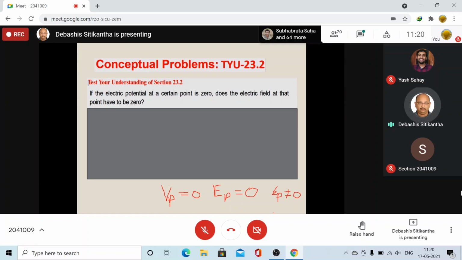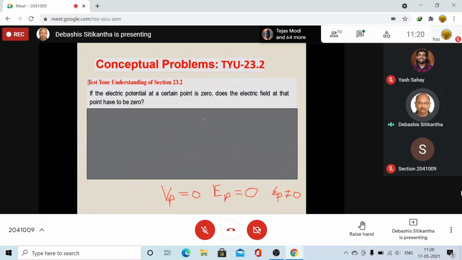Can you give an example? Sir, suppose there are 2 point charges of equal magnitude and same polarity, and at any point between those charges, the electric potential will not be 0, but the electric field will be 0. Okay, you are telling the opposite thing. I am actually asking the potential is 0 and the electric field is not equal to 0.